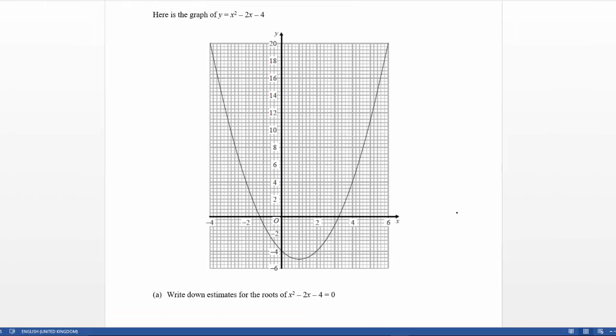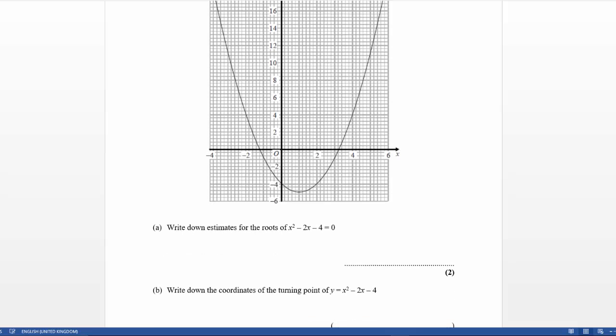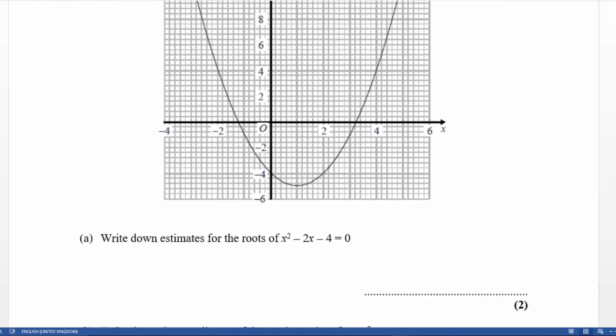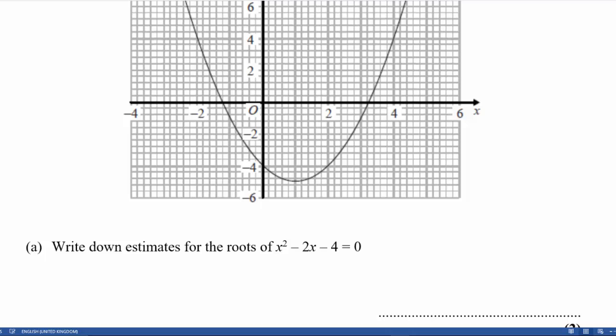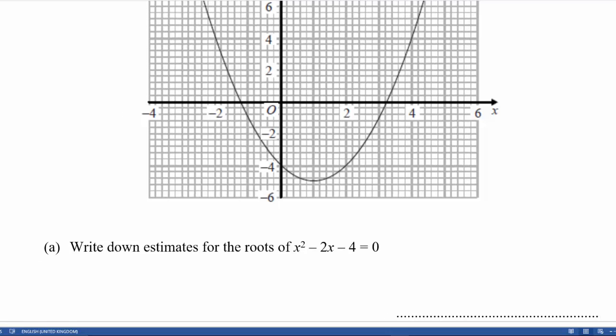Right, for the next question, we've got a quadratic graph. It says here is a graph of y equals x squared minus 2x minus 4. And they're saying here, write down estimates for the roots of x squared minus 2x minus 4 equals 0. Okay, so I'm just going to zoom in, scroll down slightly and try and zoom in. Okay, right, so let's have a look here.